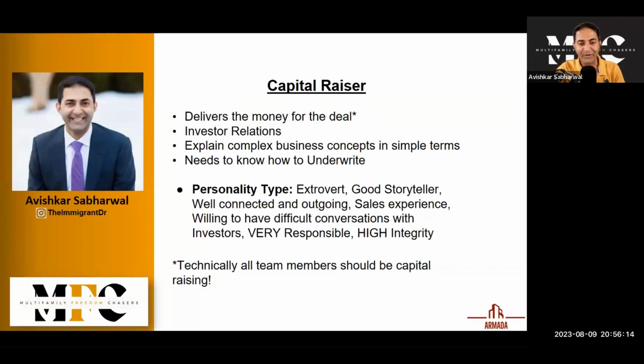All right, so we're going to talk about capital raising. For my team, I am the capital raiser, right? So I am the money man. The way it works is capital raising itself has its own nuances, but simplistically, any particular deal that you do will require some money to bring in, right? Whether you've invested in single family or small multifamily, you know that some of the money the bank brings in and some of the money you have to bring in.